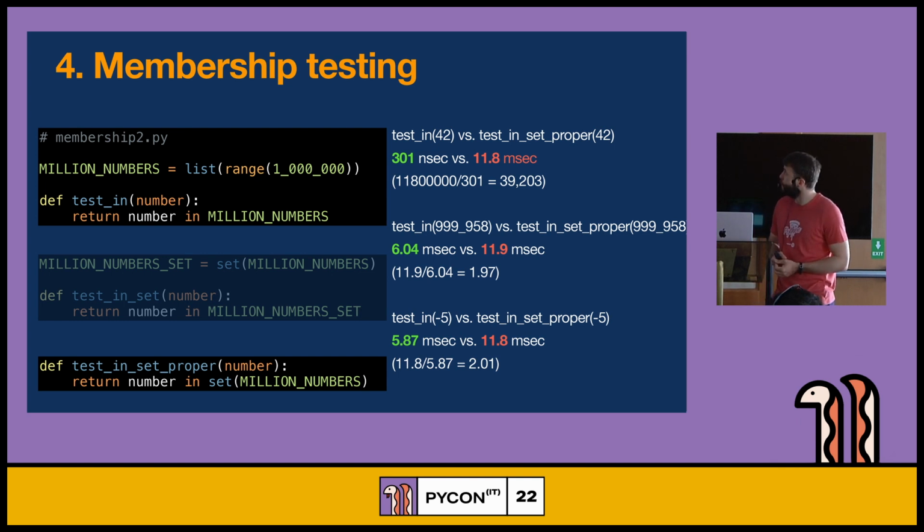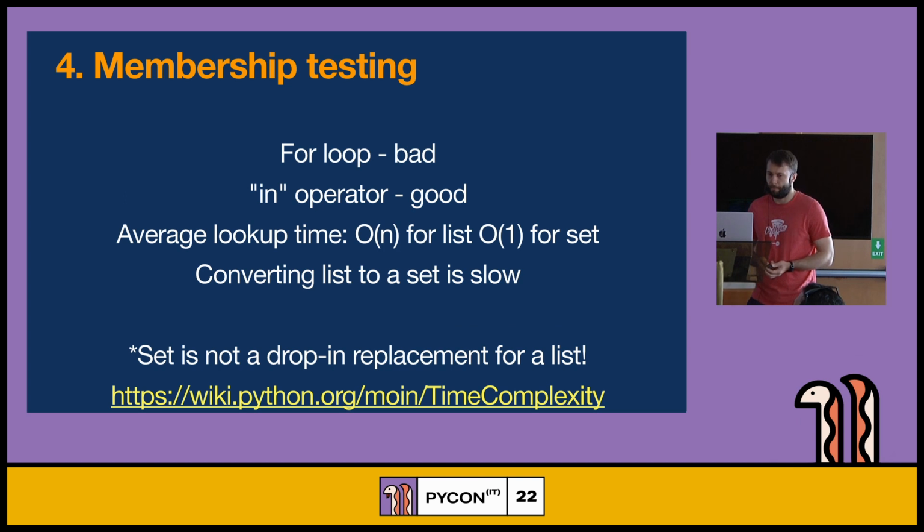So if the element is located at the beginning of the list, then the lookup time in a list is like 40,000 times faster. But if the element is at the end of the list or doesn't exist, then the lookup time in a list is still like twice as fast as the conversion. So to conclude this example, using for loops to perform membership testing is a terrible idea. Using the in operator is usually twice as fast.